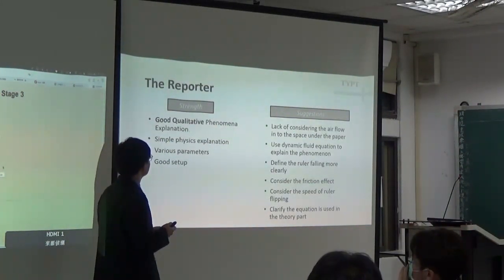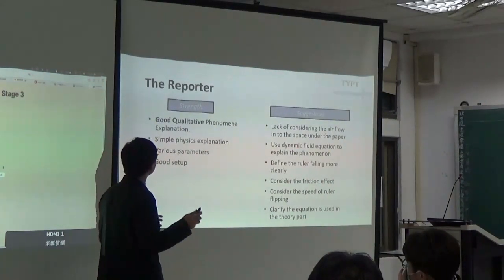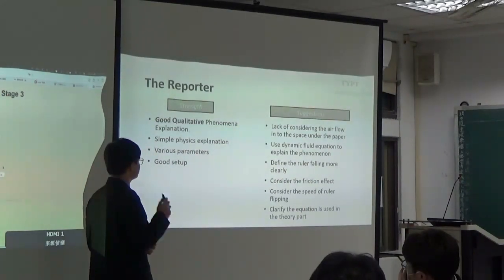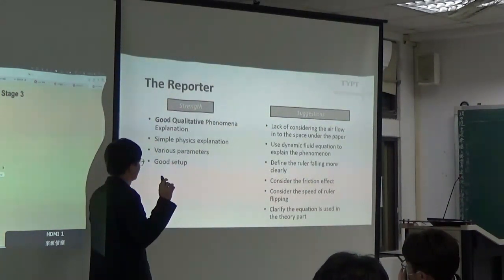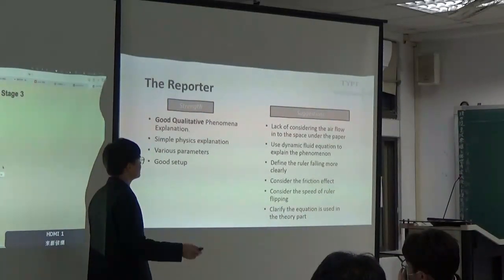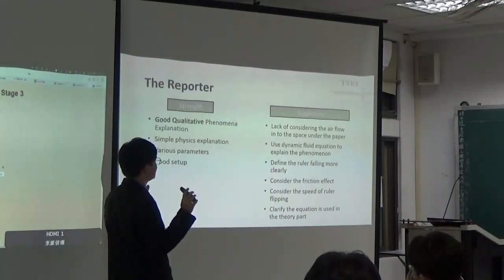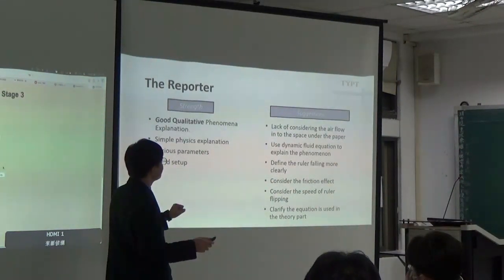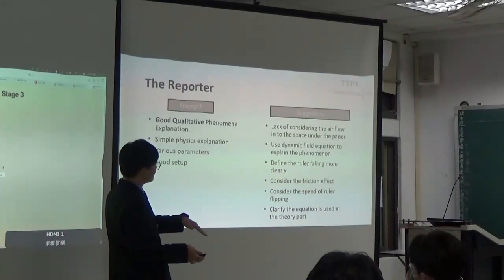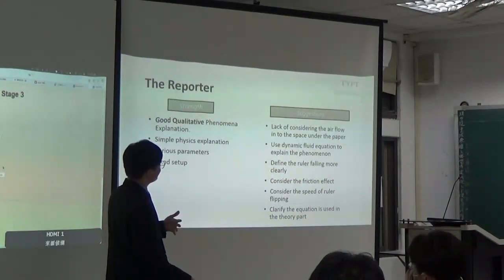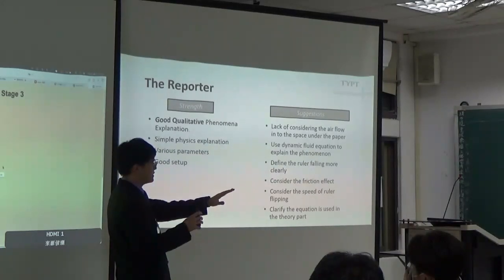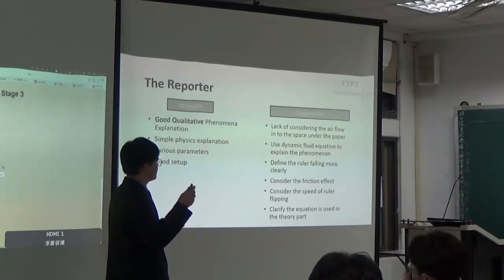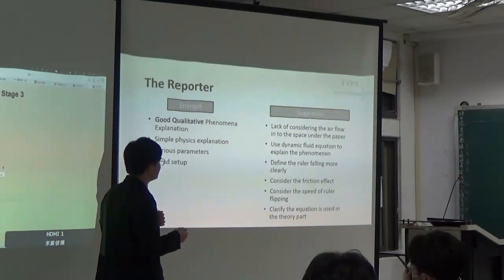For the strengths of the reporter, I think she had a good qualitative phenomenon explanation, a simple physics explanation, some varied parameters, and a good setup. For suggestions, I think she lacks consideration of the airflow into the space under the paper, and she uses the ideal gas equation, PV equals nRT, to explain the phenomenon. It's really weird because the paper doesn't have air under it at the start, so it's pretty weird to use PV equals nRT.